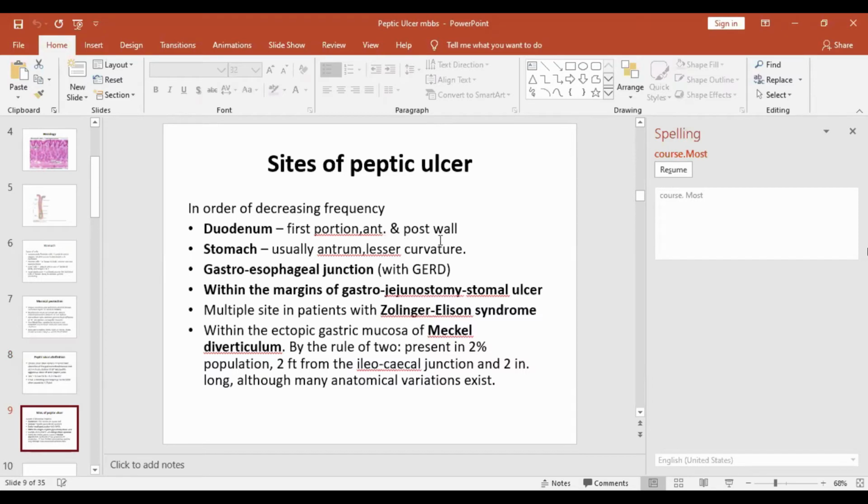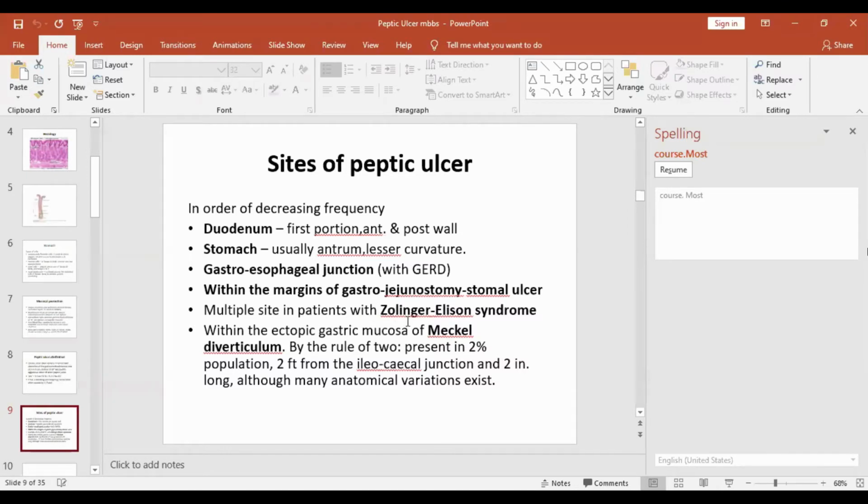Duodenum, first portion, anterior and posterior. Stomach, antrum, lesser curvature. Gastroesophageal junction, as I told you, with GERD and Barrett's esophagus. Within the margins of gastrojejunostomy, when there is a removal of part of the stomach and the duodenum is bypassed, so an anastomosis is done between gastric and jejunum. So that junction is very exposed to ulcer, and that is the fourth site.